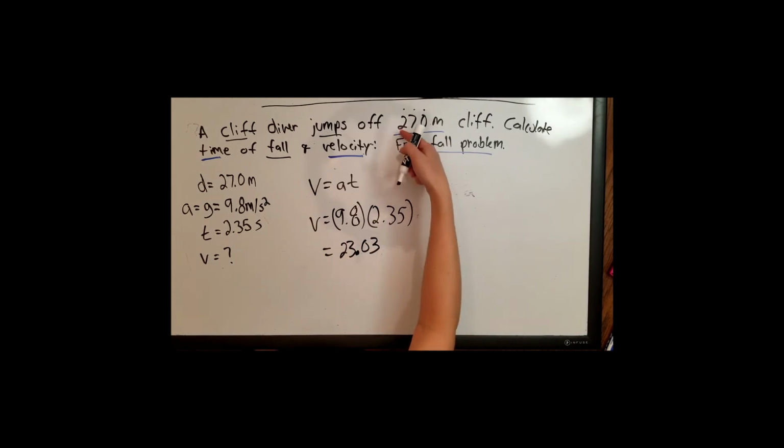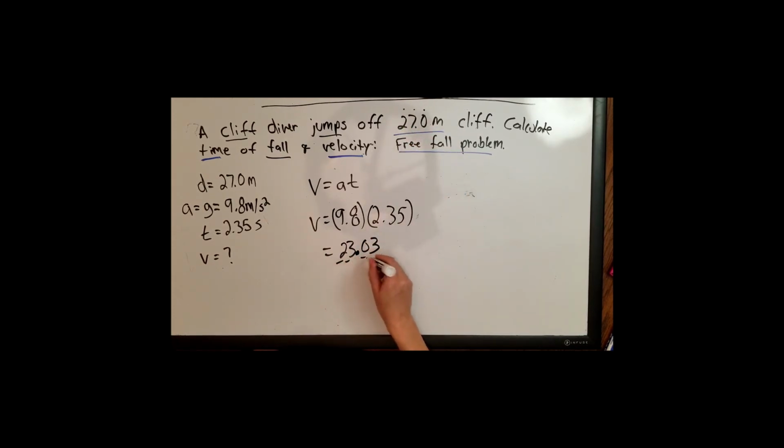How many sig figs do we want? Just the 3. Does this stay a 0? Yes, it does. So I have 23.0, and what are the units on velocity? Not miles per hour, but meters per second. So that is going to be our final answer there.